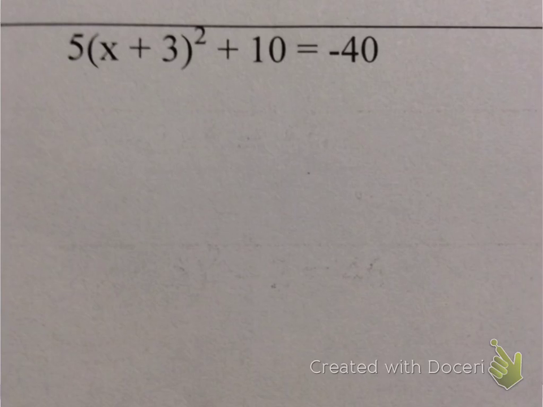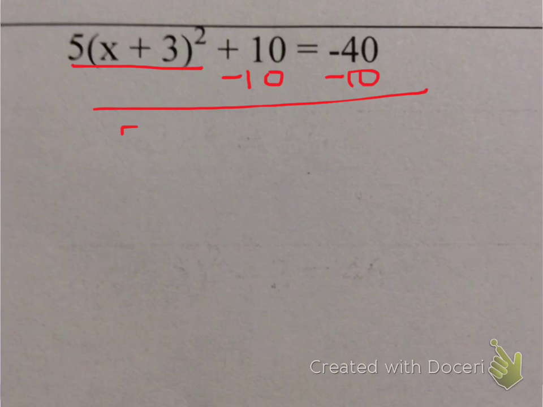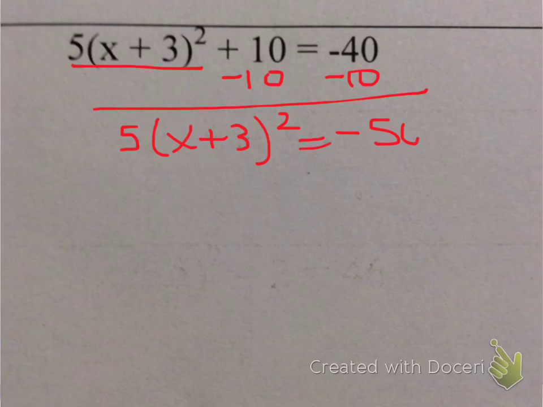Our last problem is again one of the hard kind where we're just going to do a lot of steps. Again, our x is stuck inside all of this stuff kind of attached together. The furthest away part from it is that plus 10. So I'm going to subtract 10 to the other side to get rid of the positive 10. So I have 5 times x plus 3 squared equals negative 50.